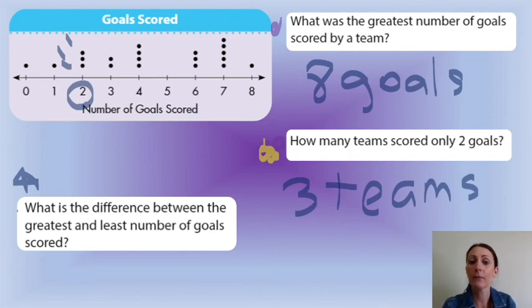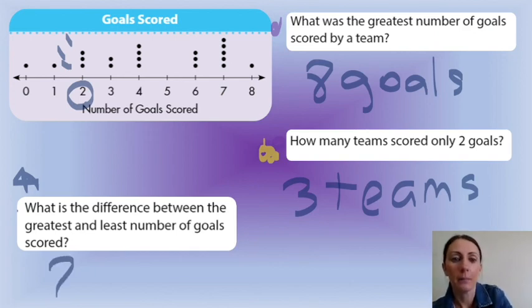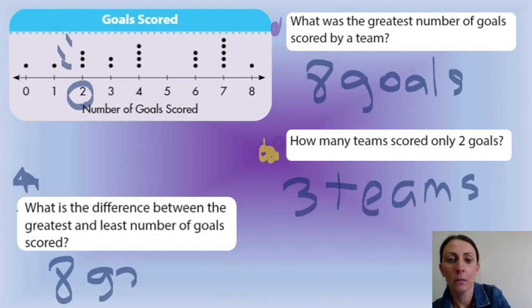All right, so what is the difference between the greatest and the least number of goals scored? You should have said what? Right, 8 goals.